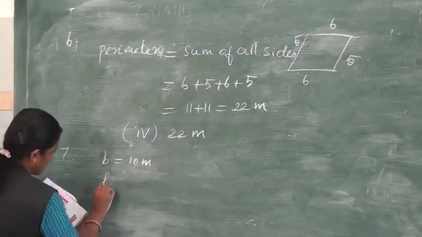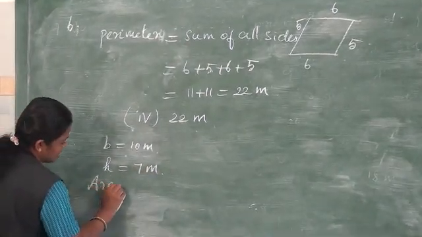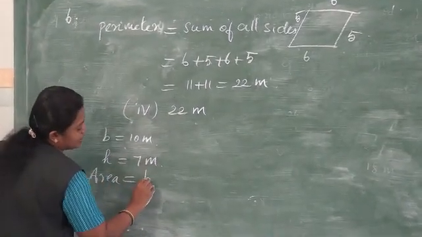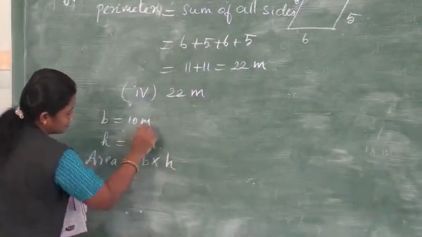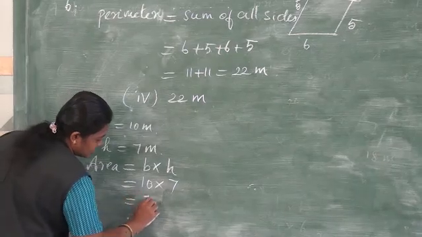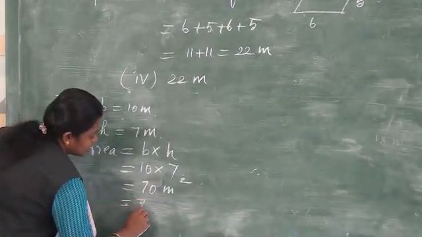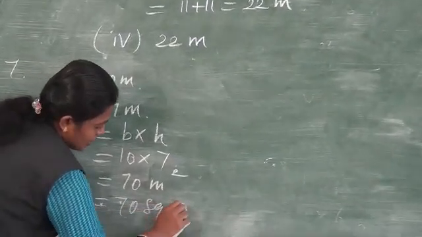What is the height? Height equal to 7 meter. We should find out the area. What is the area formula? B into H. Substitute the values. B is 10, height is 7. 10 sevens are 70 meter square, or else we can write 70 square meter.